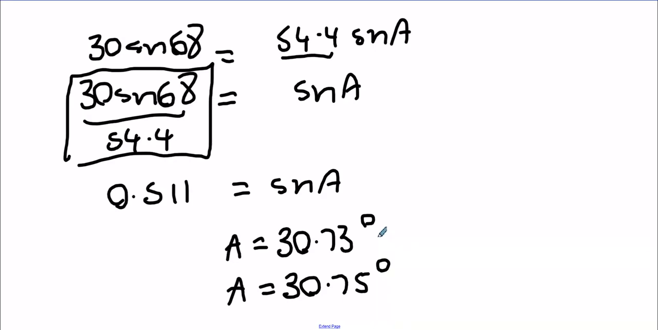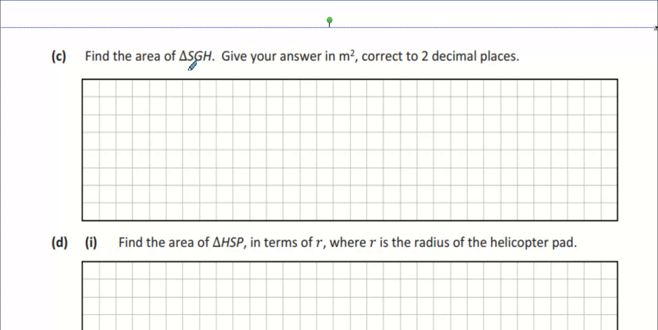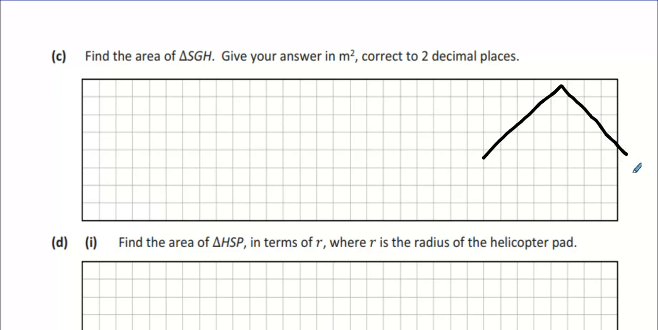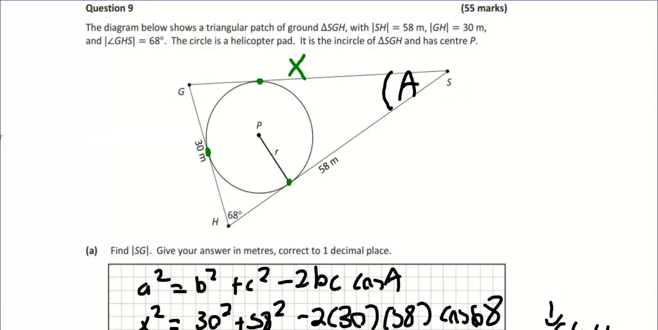Now, let's go. That was worth 10 marks as well, so that's 20 out of 55. Now we're on to part C. Find the area of the triangle SGH. SGH, we were just on a second ago, have a diagram of it here.